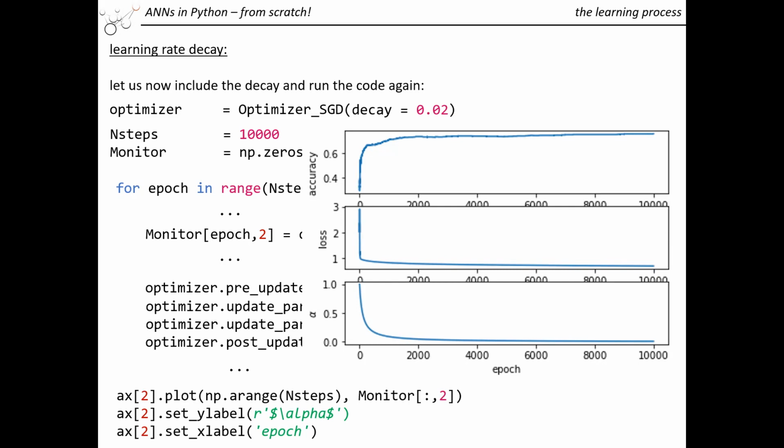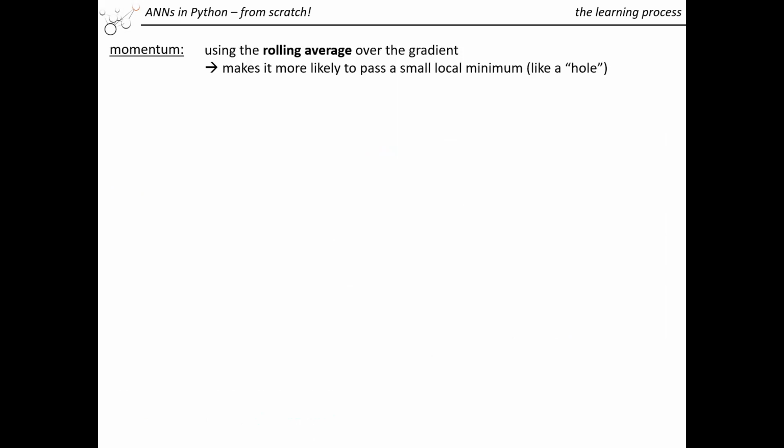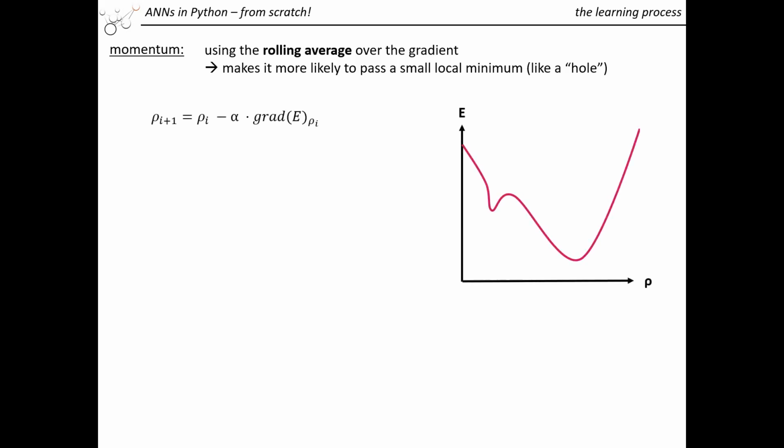So we're not done yet. We now have to add the momentum, and the momentum is something like a rolling average over the gradient. And I want to explain this problem first. So the normal gradient descent is just this equation.